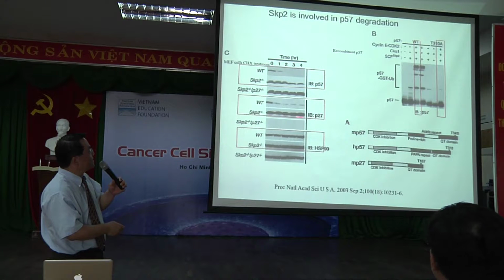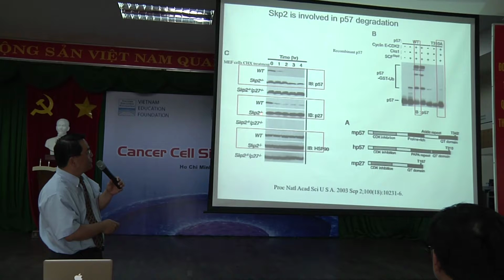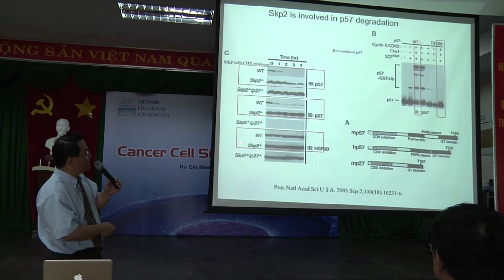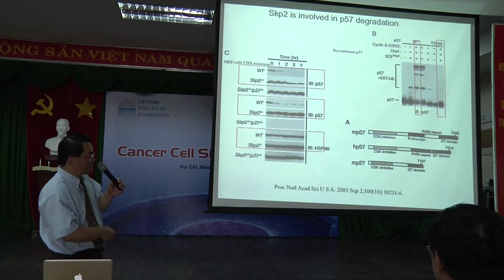This one is for P27, a very similar observation, because we know SKP2 is also responsible for P27 degradation as well. Okay? But here, just as a control, the SKP2 null cell has no impact on HSP90 degradation. Okay?